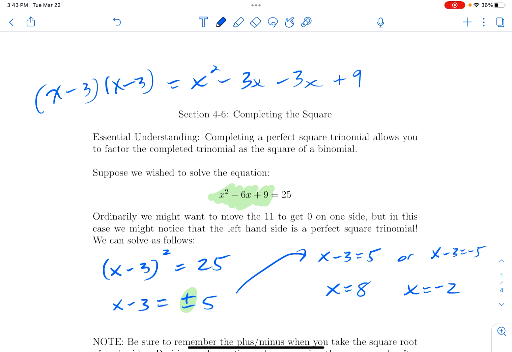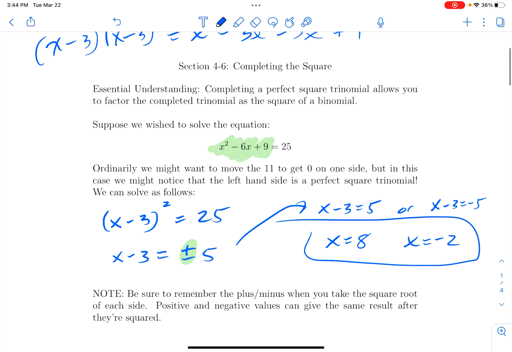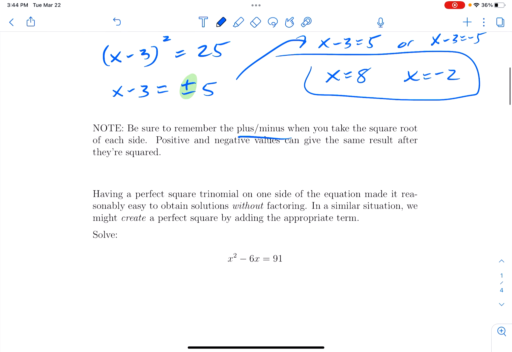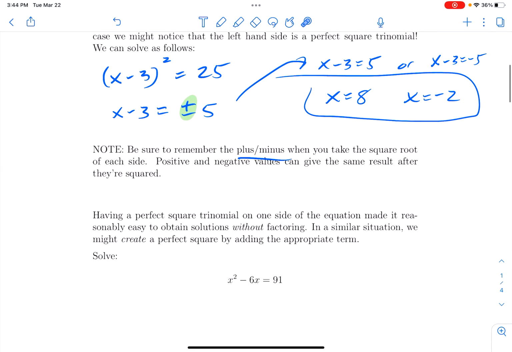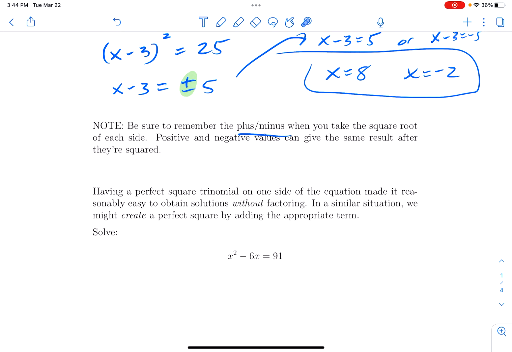X could be 8, or x could be negative 2. And let's make a note again that plus minus is important. When you're taking the square root, maybe you have a positive, maybe you have a negative. So the trick here was we had that perfect square all ready to go. This thing highlighted in green is a perfect square. Through a method called completing the square, we will turn things that are not quite perfect squares into perfect squares.